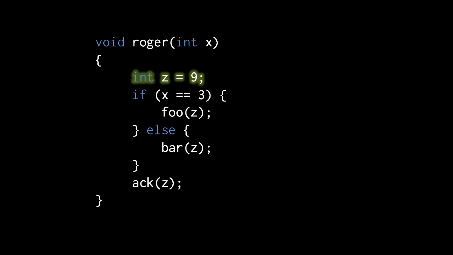You may have noticed that the return type of Roger is void. The void type designates nothing, so this function doesn't return a value, which is why you see no return statements.